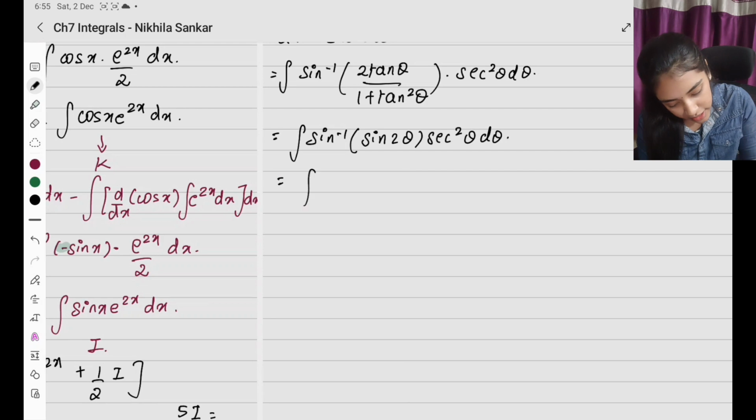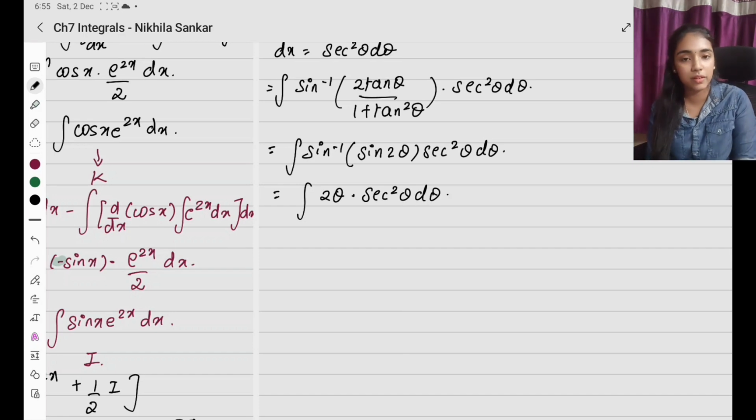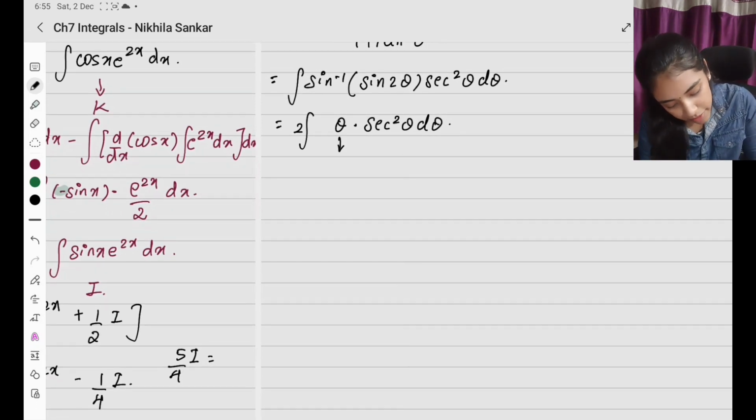Now this is the integral of sin inverse of sin 2 theta, which is going to be simply 2 theta times secant square theta d theta. So now I have two different functions. So in that we can do integration by parts. I can take the 2 outside. So 2 times theta into secant square theta. So secant square theta is a trigonometric function. So this is going to be my first function. So integration of theta secant square theta, I will do it directly.